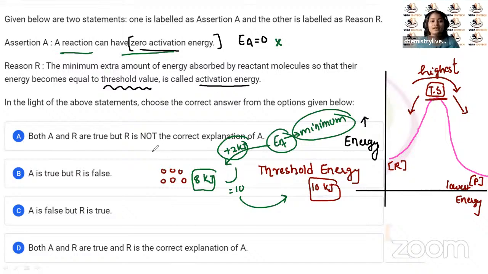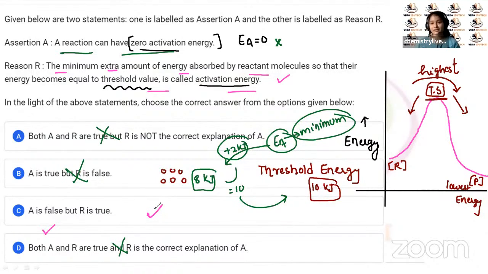So this is a minimum amount of energy. So obviously your R is false, right? And R is false is there in only one option. Sorry, A is false is there in only one option, that is your option number C. Now the definition is given: the minimum extra amount of energy absorbed is called the reaction energy. That is true. So R is true, A is false. That is in option number C. So your C is going to be the correct answer.